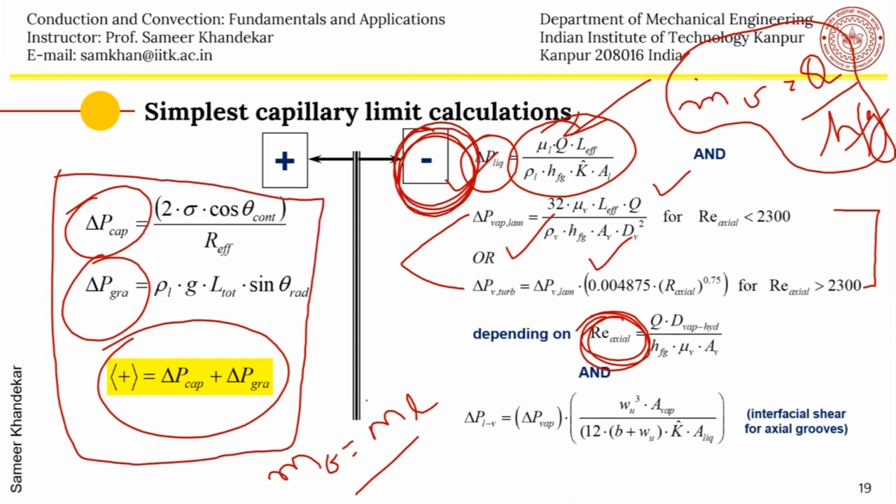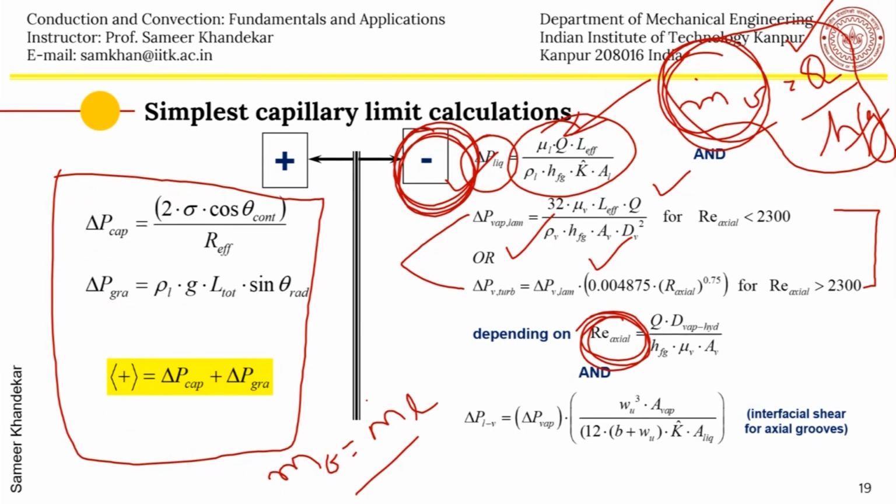So essentially what is clear is that after a particular while, the Q increases to such a value that the pumping heads are not able to keep up. So up to equality is fine. So far as the left hand side is greater than the right, the heat pipe will operate. As soon as it becomes less, there will be a dry out. So this is what is the main message.